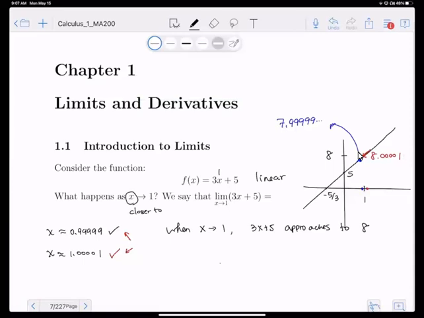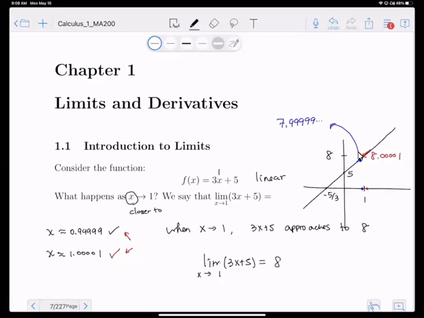And we write this in mathematical notation. That is what we call the limit. So limit, we take these three letters, LIM, and we read this as limit. x approaches 1, x is close to 1, what happens to your function? That is equal to 8. That's how we write it.